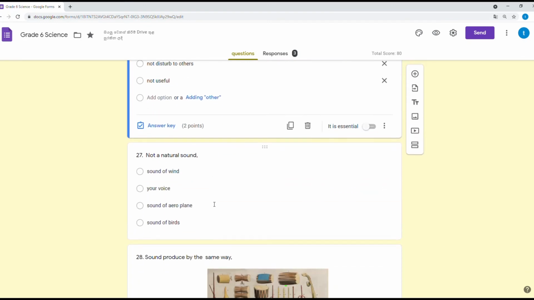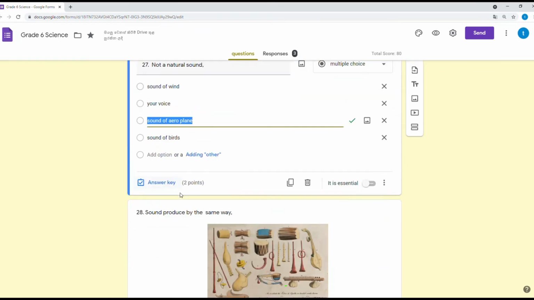Now get into number 27. Not a natural sound. Not a natural sound means it is an artificial sound. Here, sound of wind. We know wind is a natural thing, so the sound is also natural. Your voice, human beings are natural organisms, so our voices are natural. Sound of aeroplane. An aeroplane is man-made, artificial. That sound is also artificial, not natural. So your answer should be the third one. Sound of birds is again a natural sound.